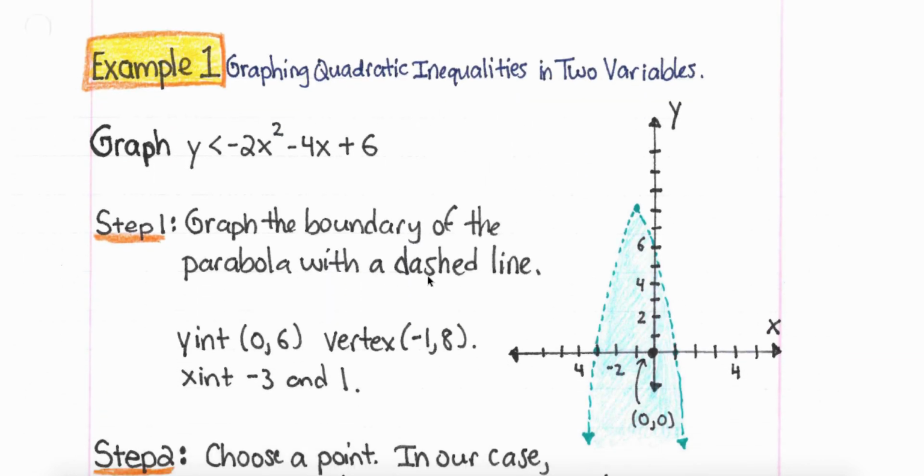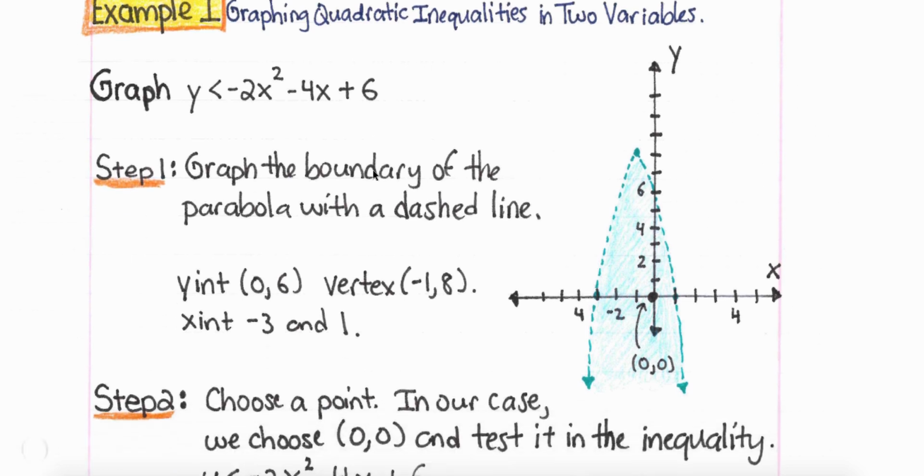Example 1, graphing quadratic inequalities in two variables. We want to graph y is less than negative 2x squared minus 4x plus 6. Step 1, we graph the boundary of the parabola. It's got to be a dashed line because of the less than symbol. We know the y-intercept is (0, 6). We can find the vertex at (negative 1, 8). And we know the x-intercepts are negative 3 and 1 by finding the zeros of the quadratic. This gives us the following picture.